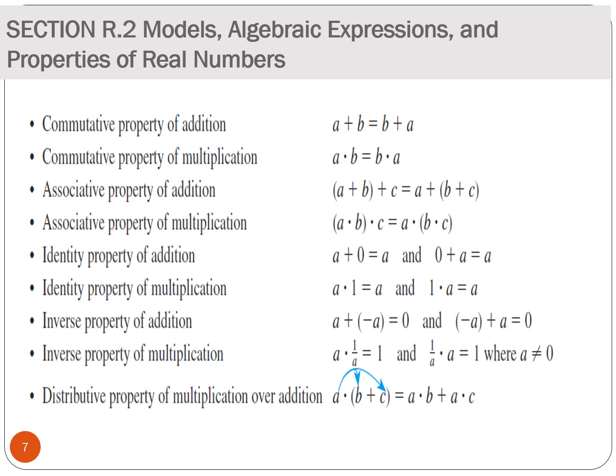The final property relates both multiplication and addition, and it's called the distributive property. Here we say that multiplication distributes over addition. For a times (b plus c) is equal to a times b plus a times c. If you add those two numbers, b plus c, and then multiply by a, you get the same result as if you take a times b plus a times c. This is called the distributive property, or that multiplication distributes over addition.